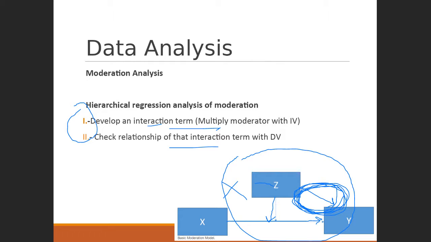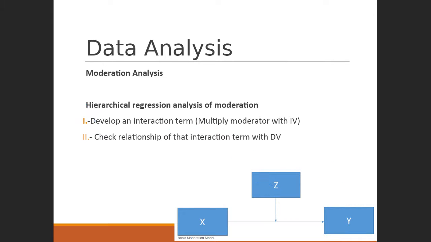So it is not recommended that your moderator is also acting as an IV. Your moderator is also acting as a mediator. Some students have also used a model like this, which is also not recommended. Your moderator is acting as a mediator, as well as an IV, as well as a moderator. So this variable is serving three purposes. It is acting as a moderator, it is acting as a DV, it is acting as an IV. It is not recommended. It just complicates things.